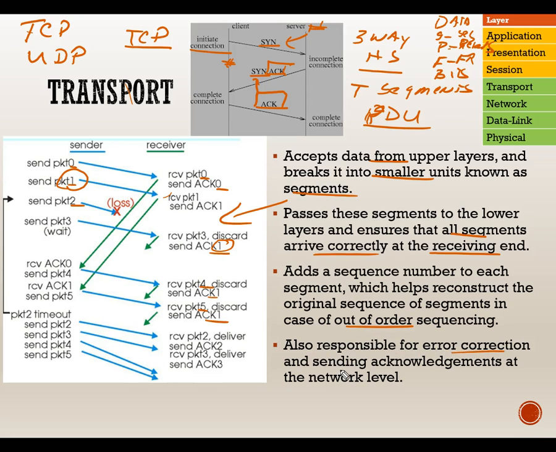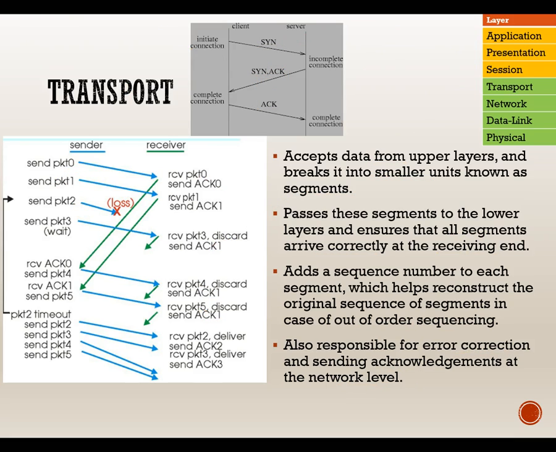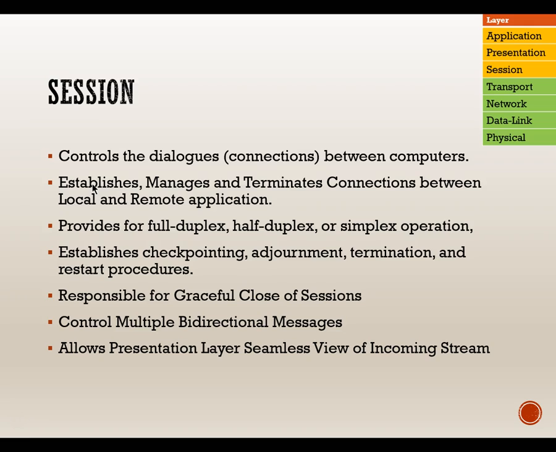It's responsible for error correction and sending acknowledgments. The network layer doesn't do any of this. This all happens at the transport layer: the numbering system, the acknowledgments, and the resend if it doesn't get there. So that is the transport layer.